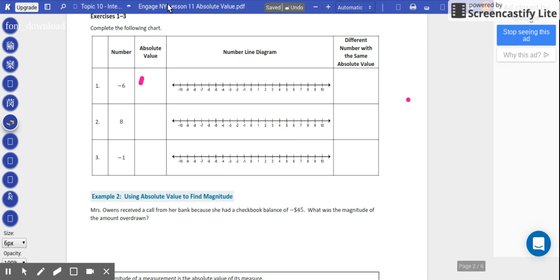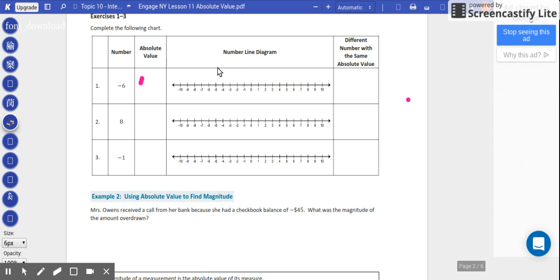Hello, this is just a quick review over absolute value and magnitude. You're going to copy it down as I go along, and there are going to be places where I ask you to pause it so that you can try it on your own, and then hit play, and I'll go over it with you. You should be looking at the same thing I am.